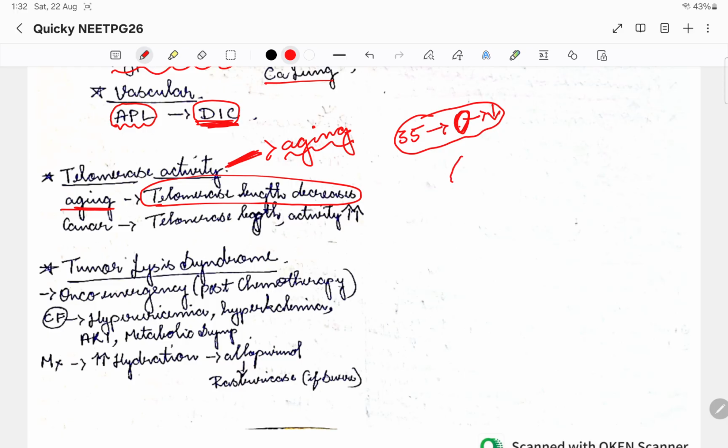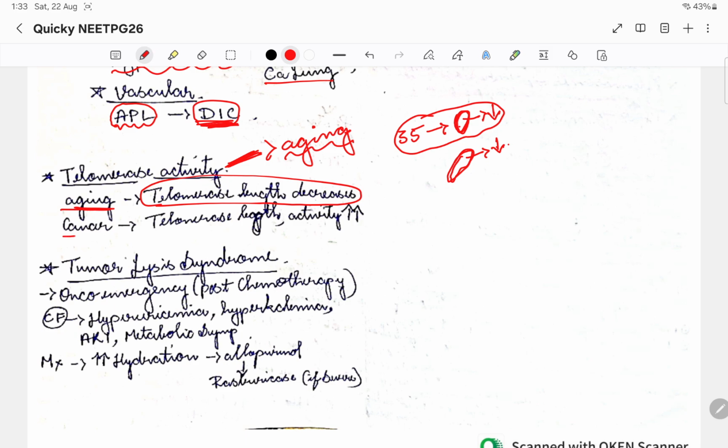Or if you take a hair follicle, and here also the telomerase activity is reducing, then we can say that there is premature aging of the hair cells. So when the length is decreasing, you can suspect aging.